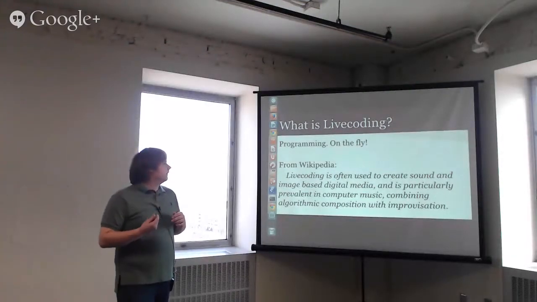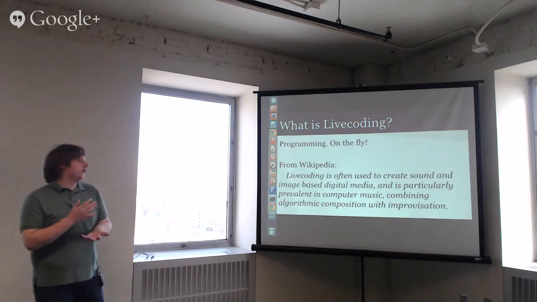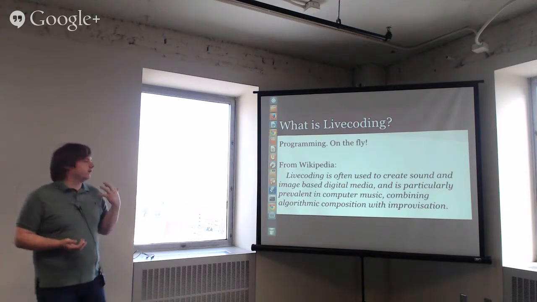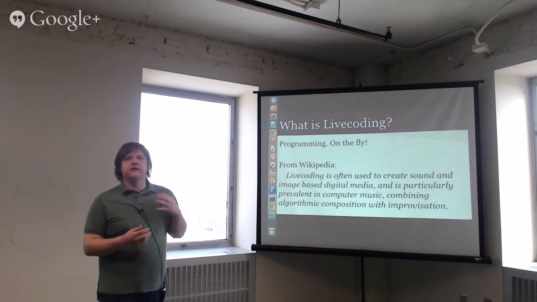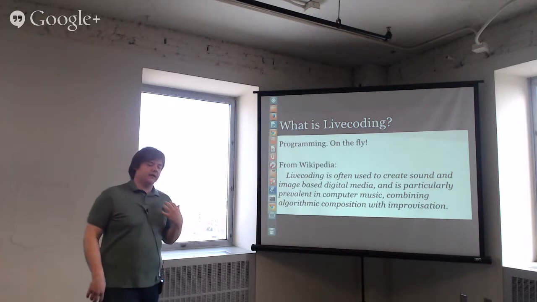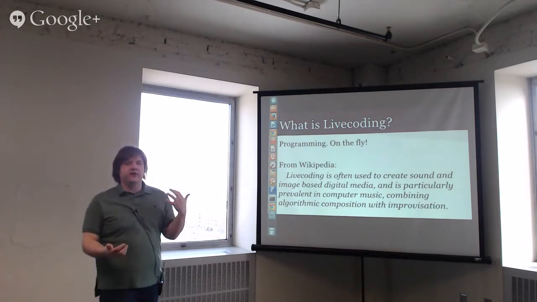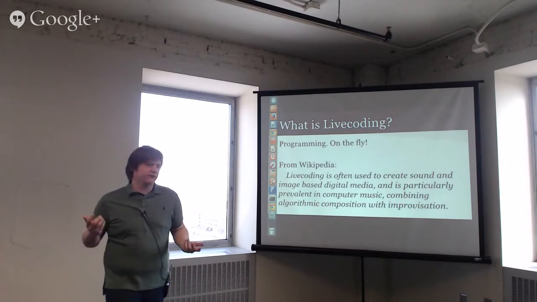Wikipedia defines it as often used to create sound and image-based digital media. And it's pretty prevalent in computer music. And usually you use algorithmic composition with some improvisation. And basically all algorithmic composition is using algorithms to create sounds of some sort.